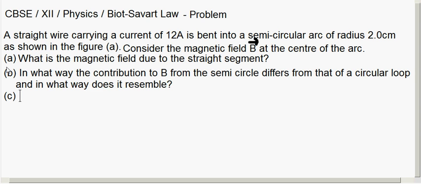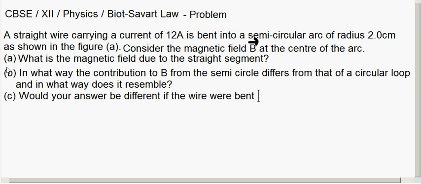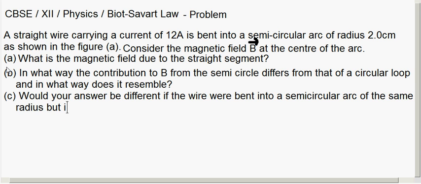Question number C. Would your answer be different if the wire were bent into a semicircular arc of the same radius but in the opposite way, as shown in figure B?